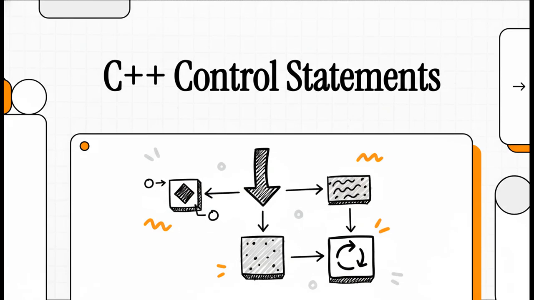All right, let's get into it. Today, we are talking about one of the most powerful ideas in all of programming, control statements. This is how we go from writing a simple to-do list for our computer to actually giving our code, well, a brain. It's how we teach it to think, to react, and to make decisions all on its own.